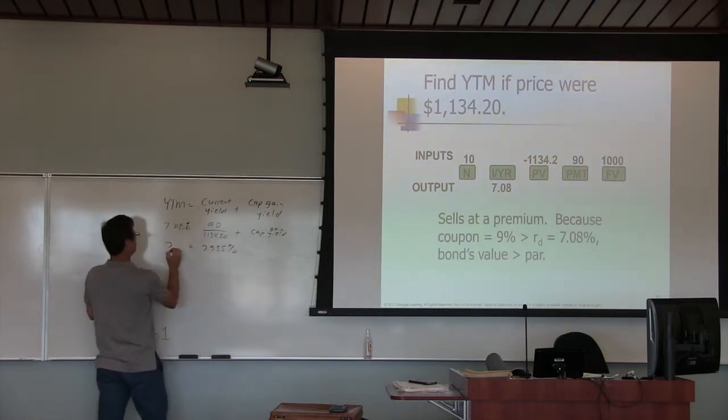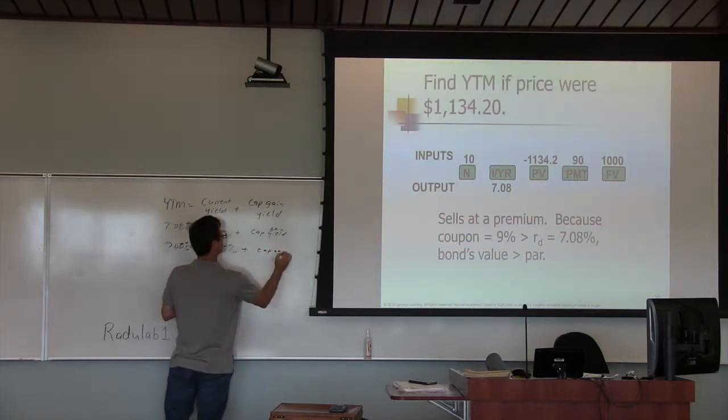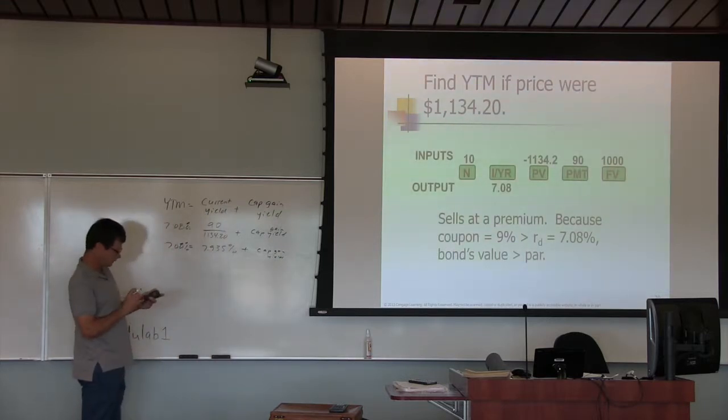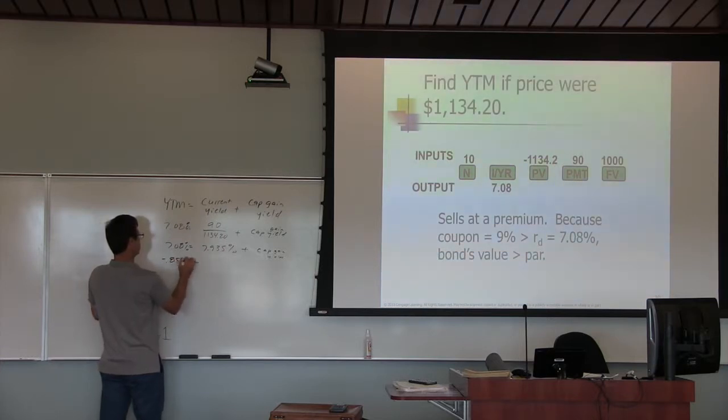(7.935%). We'll do it like that. Looks like that, and then we just take the 7.08 less the 7.935 there, and it looks like it's about minus 0.855%.